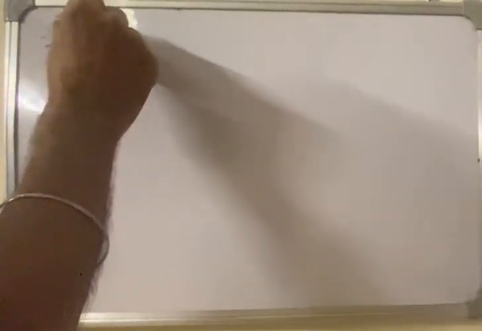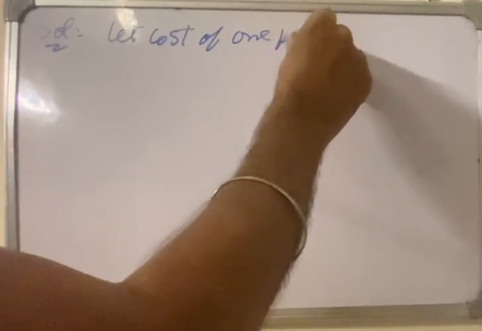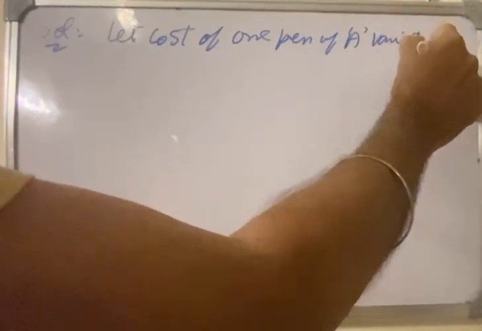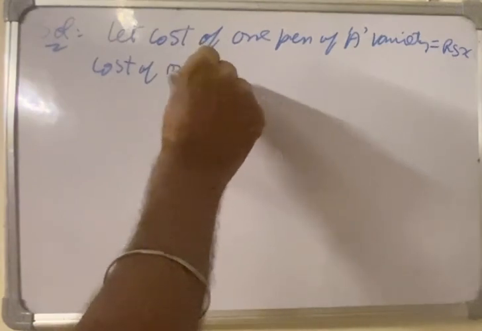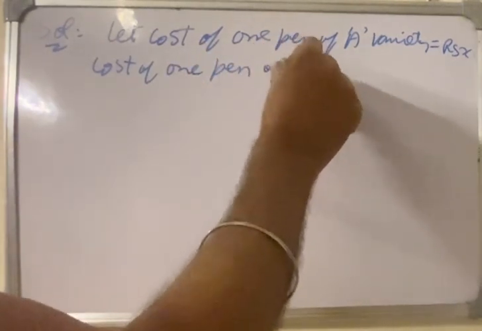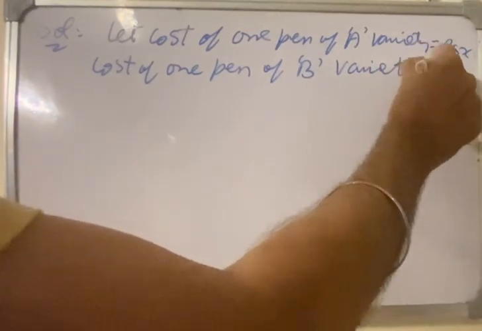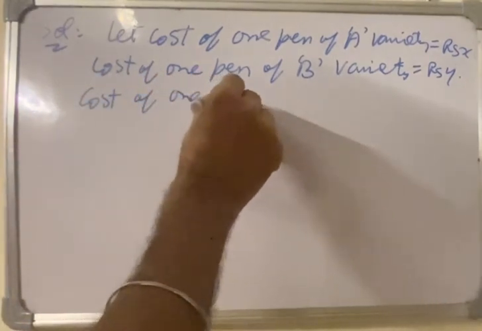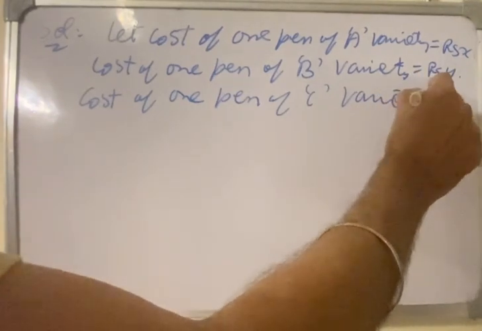Solution. Let cost of one pen of A variety is equal to rupees X. Cost of one pen of B variety is equal to rupees Y. Cost of one pen of C variety is equal to rupees Z.